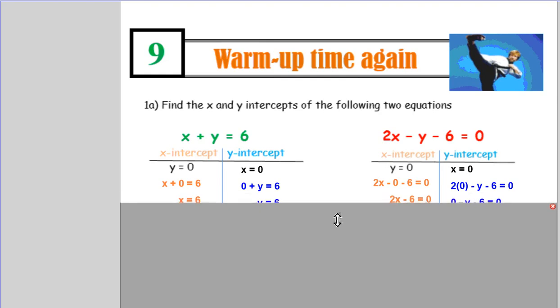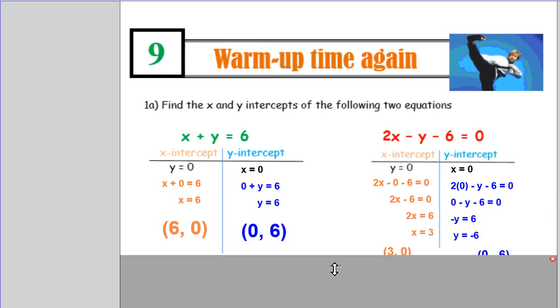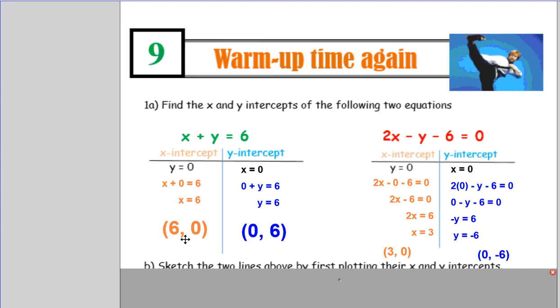So hopefully you got 6, 0 for the x-intercept and 0, 6 for the y-intercept. And for the other graph, the other line, I hope you got 3, 0 for the x-intercept and 0, negative 6. If you didn't, you might want to pause and just look at my working out, my reasoning behind my answers before you move on.